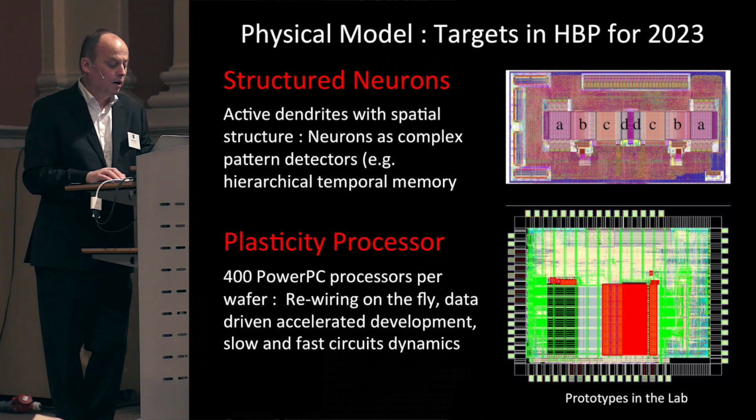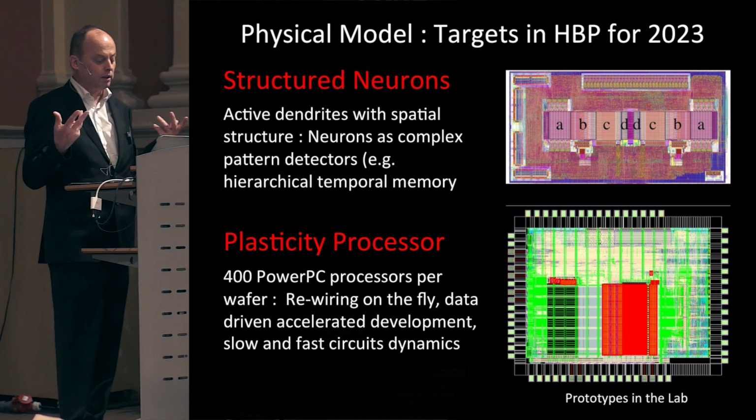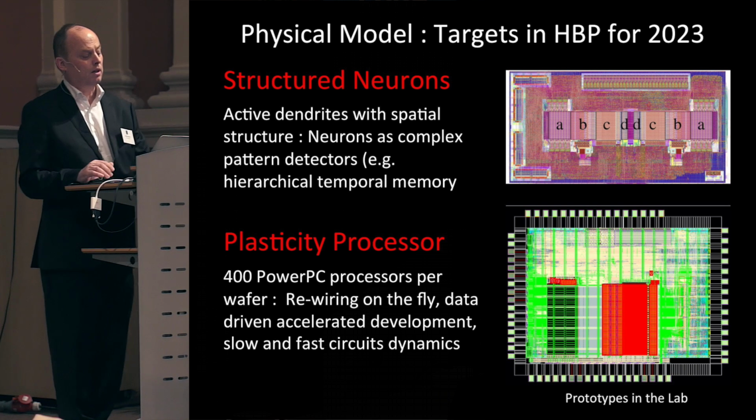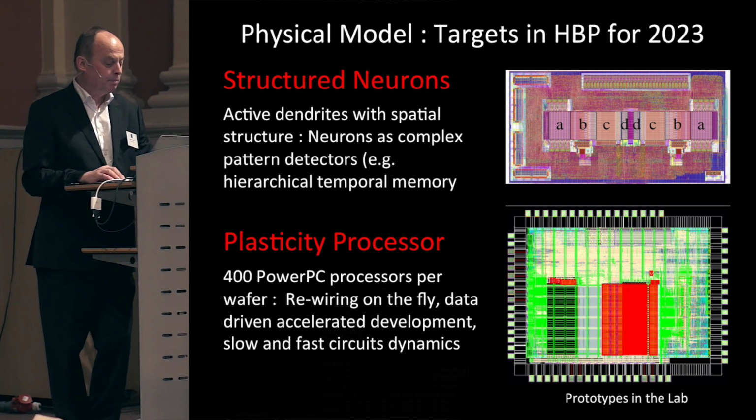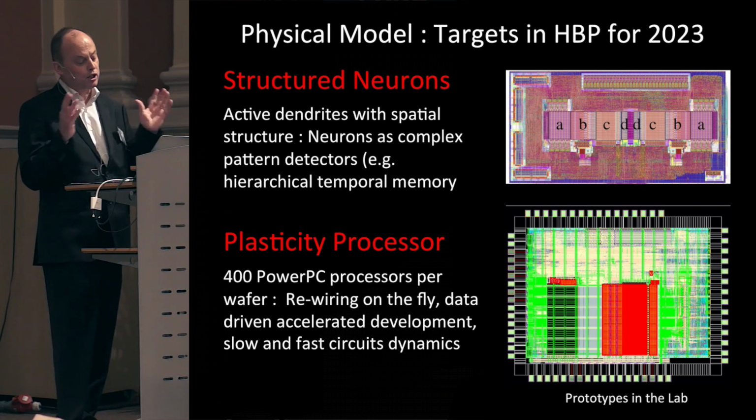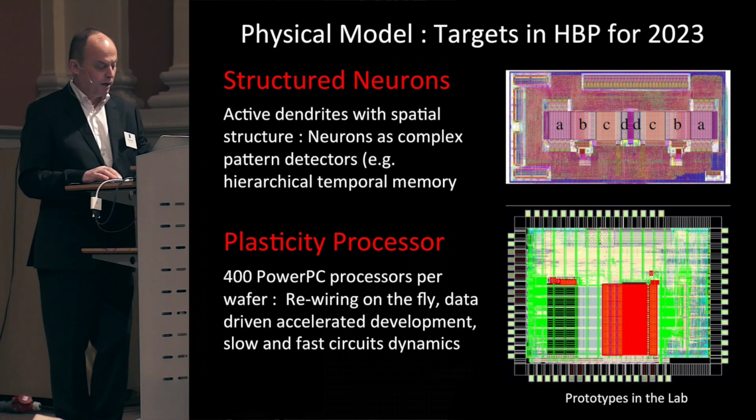We are also working on introducing active neurons, structured neurons with active dendrites, with a spatial structure, to use neurons as complex pattern detectors. For example, the HTM model, hierarchical temporal memory model for prediction making, currently under development by Numenta company in the group of Jeff Hawkins in California. We are working with them on that implementation.